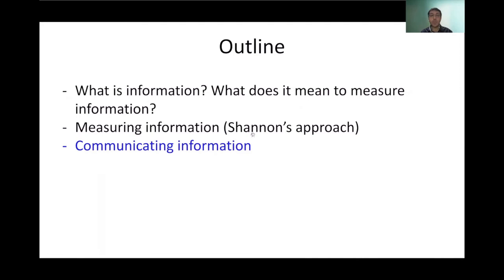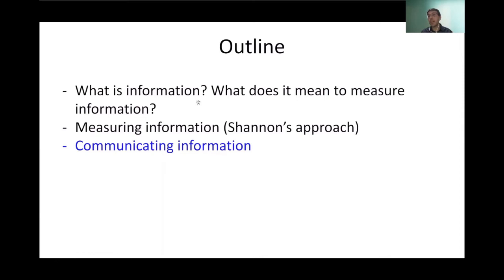I now want to discuss the last part of the talk, which is communicating information. So far we have discussed the meaning of information and measuring information via Shannon's approach, which is how many bits you need to store or compress blocks of repetitions of sequences of answers from the source, right? The amount of bits you need to store on average was our definition of Shannon's entropy, or Shannon's notion of information.